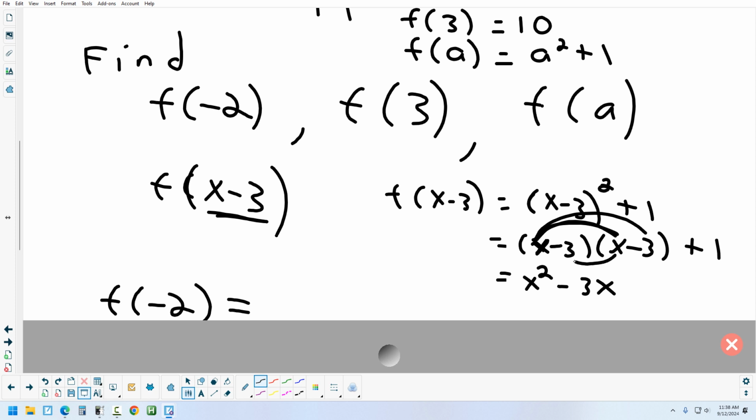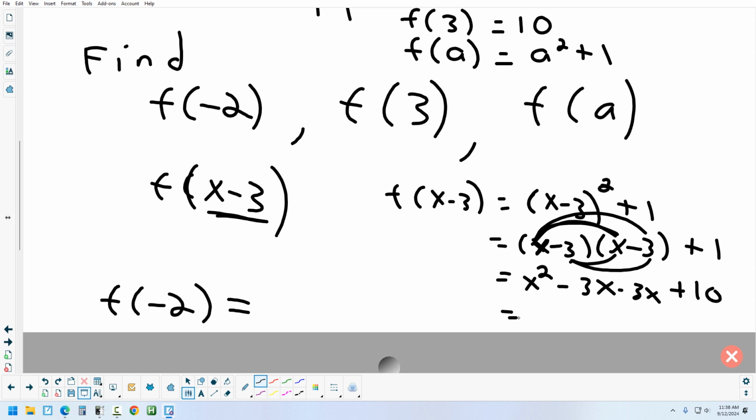So negative 3 times x is how much? Negative 3x again. And negative 3 times the negative 3, which is 9. And then let's do plus 1 at the same time. 10. All right, and what's the last thing I could do to write my final answer? X squared minus 6x plus 10. Perfect.